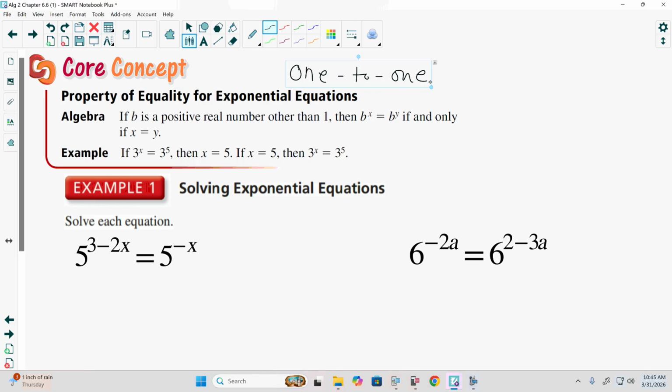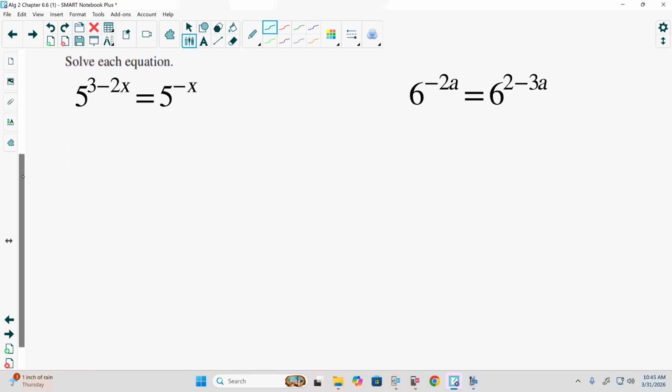Especially for this first problem, 5 to the 3 minus 2x equals 5 to the negative x, because both bases are 5. The only way I can put 5 to a power and have it equal 5 to a power is if both of those exponents are the same. That's the only way this works. So the only way we can have this be true is if 3 minus 2x is equal to negative x.